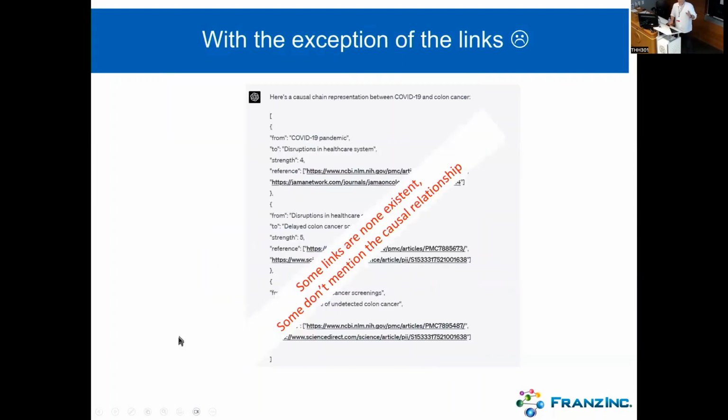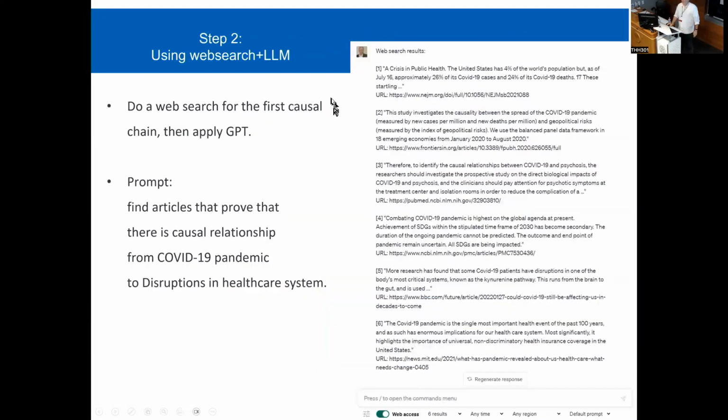But a single link, you've read all about it. Experience it yourself. Literally not a single link exists. So what you do then, people who say LangChain, we have LangChain, right? Where then for every step in a causal chain, we actually go to the web and say, find articles that prove there's a causal relationship from the COVID-19 pandemic to the next step. So basically, you can use a thing like WebChatGPT or a search API or something like that.